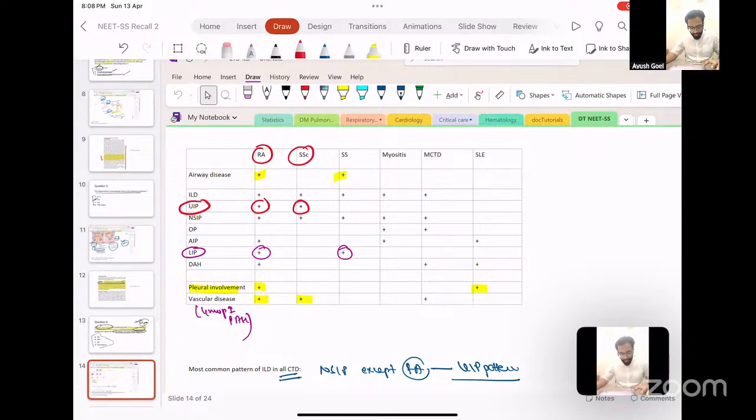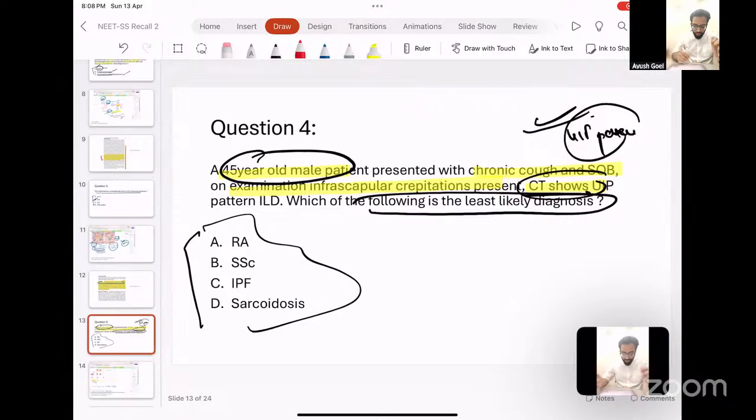So coming back to this question, we know that RA can show UIP pattern, we know that SSc can show UIP pattern, and we know that IPF has UIP pattern as its hallmark. So if we exclude all the other options, the correct answer for this question would be sarcoidosis.